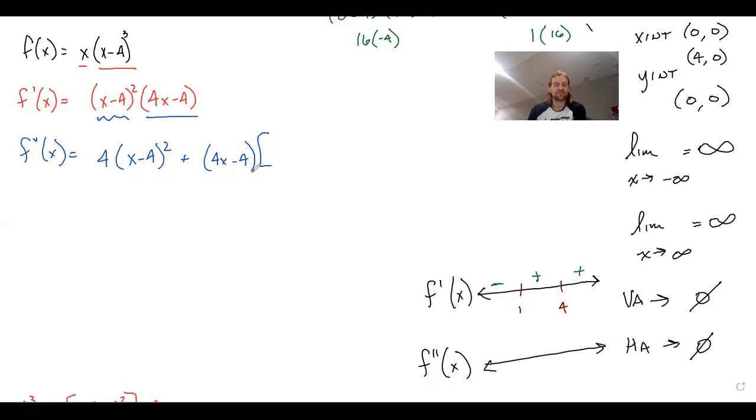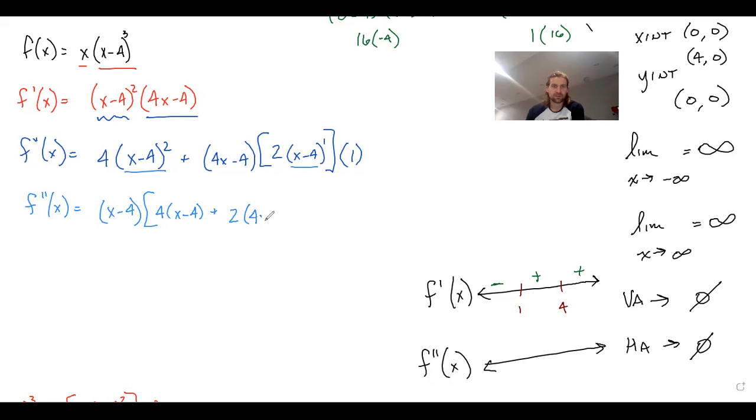We'll take the derivative of the other side, which we have to do the chain rule. So it becomes 2 times (x minus 4) to the first power times the derivative of the inside, which is 1. Okay, so we do need to factor this out. We factor out the common term, which is just an (x minus 4) to the first power. And then we're going to see what's left over. We would have a 4 times (x minus 4) to the first power if we got rid of an (x minus 4) from this part here. And then over here, we would be left with the 2 times the (4x minus 4).